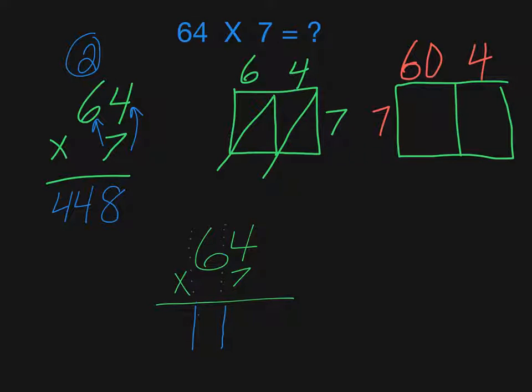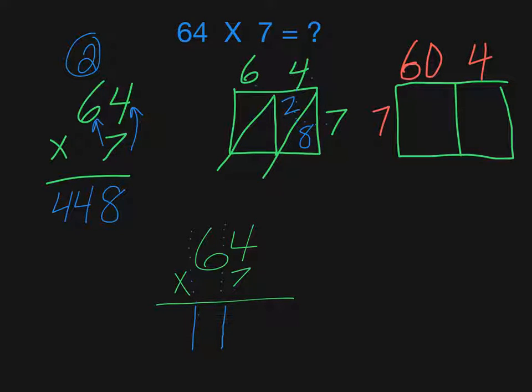Alright, let's move over to lattice. Lattice, same problem. We have 64 times 7. The way this works is 7 times 4 we write here. The top part of the diagonal is for the tens place, which would be the 20. And we know that 4 times 7 is 28. And the ones place would be the 8.